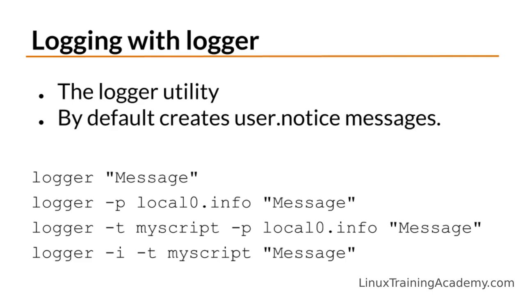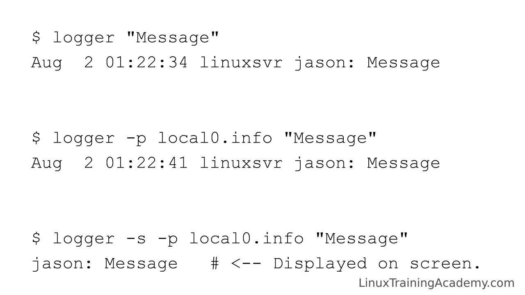If you want to tag your message, use the -t option. Typically, you'll want to use the name of your script as the tag. This way, you can search for the name of your script in a log file to extract just the messages for your script. If you want to include the PID or process ID in the log message, use the -i option. Let's look at the messages generated by these logger commands.